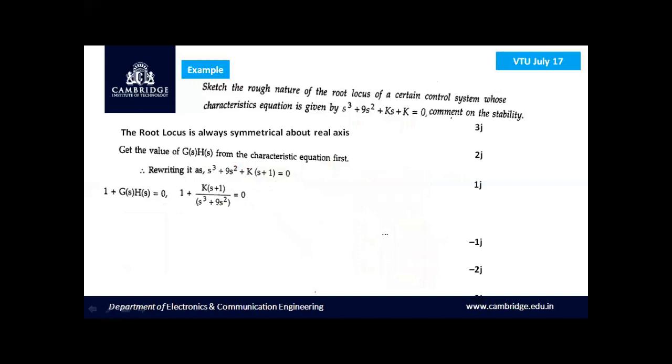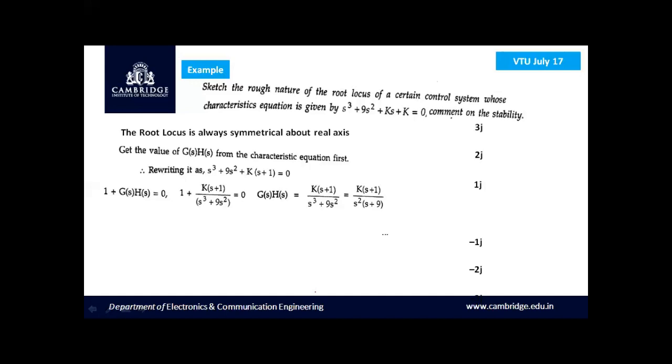Finally, I can write the characteristic equation as 1 plus K times (s plus 1) divided by (s cube plus 9s square) equal to 0. Therefore, G(s)H(s) will be equal to K times (s plus 1) divided by (s cube plus 9s square). I can further simplify and rewrite this equation, taking s square common from the denominator, as K times (s plus 1) divided by s square times (s plus 9).